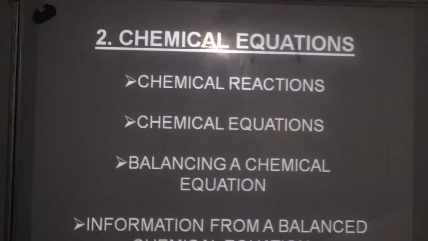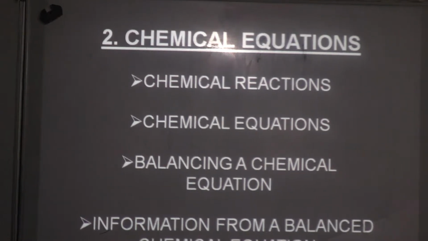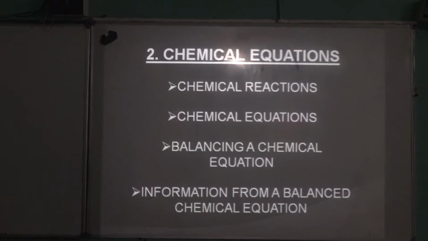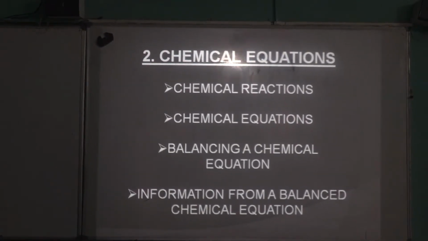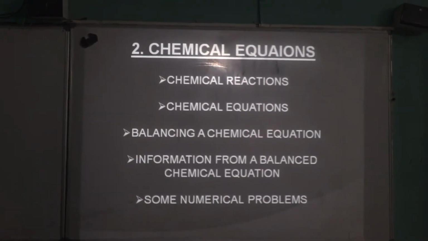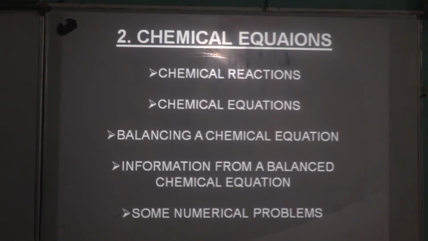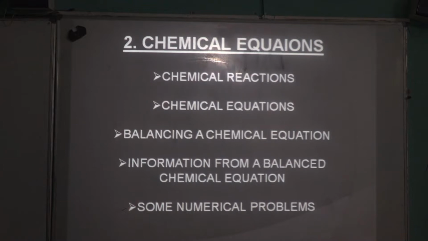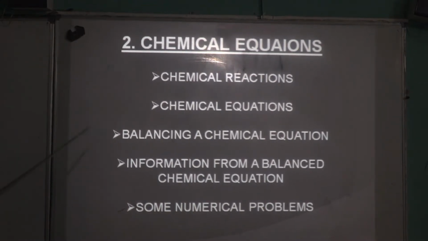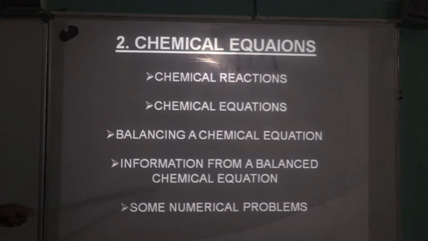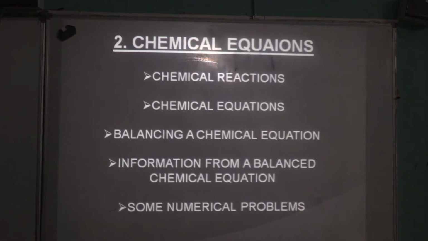Next, information from a balanced chemical equation. What information do you get from a balanced chemical equation? And finally, you will get some numerical problems on the balanced chemical equation. These are the very important topics discussed in this chapter. And we have to focus on the balancing of chemical equations. This is the most important thing. These are all application mode. You can practice the problems.